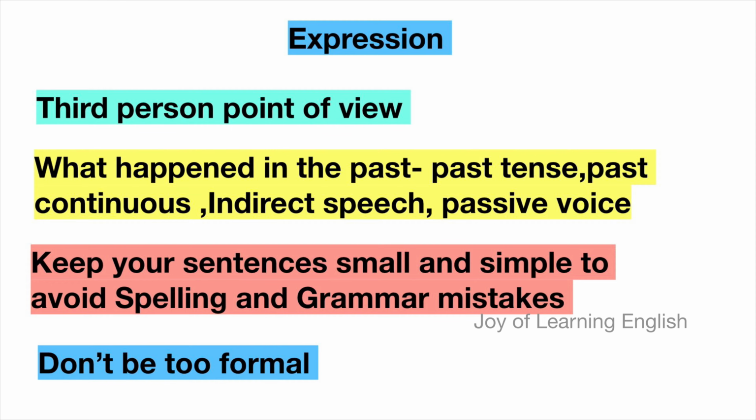You're reporting an event or an incident that already took place in the past. The action is complete. It's over. So you have to report it in past tense. It has to be in indirect speech. You all know that indirect speech is also called as reported speech. So when you're writing a report, it has to be in indirect speech.